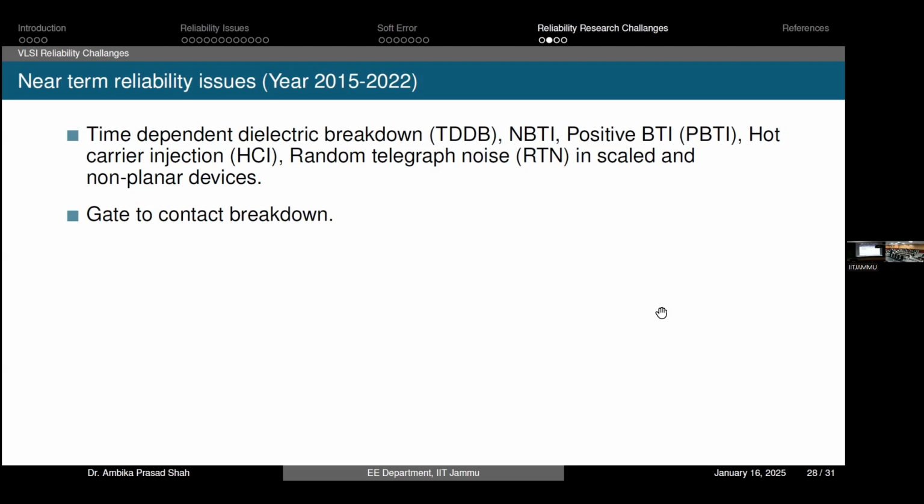Gate to contact breakdown is also very important, because we keep on reducing the size, so there is a possibility of breaking down, like whether we are able to properly connect the gate terminal with the polysilicon and the metal layers or not.